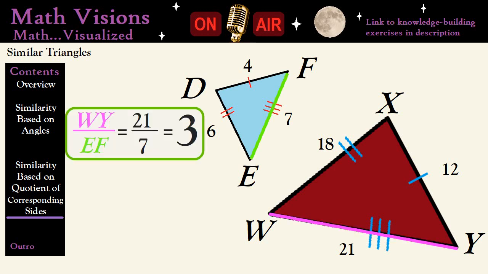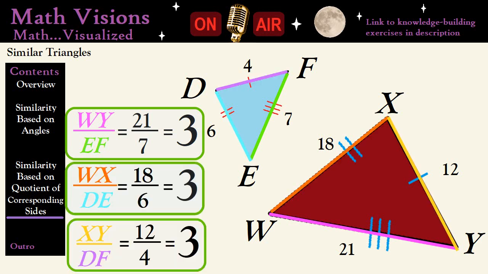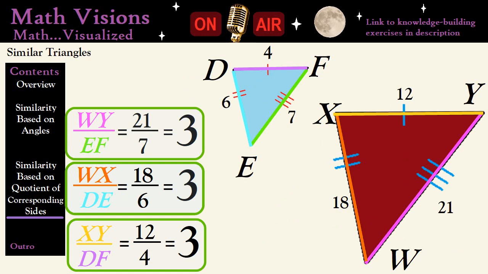Let's start by dividing the length of line segment WY by that of EF, since they are the longest segment of their respective triangles. When we plug in the respective lengths, we get 21 divided by 7, which is 3. When we complete our division, we see that each set of corresponding line segments has a quotient of 3. Therefore, we have similarity. Again, placing the triangles in the same orientation, it is much easier to visualize the similarity.